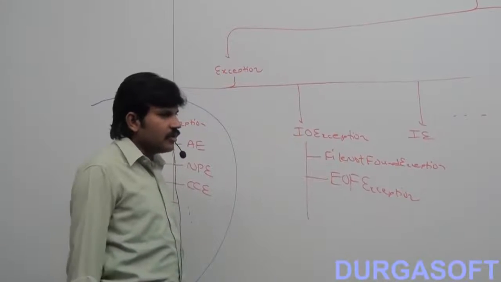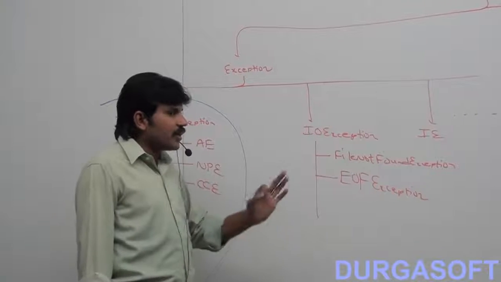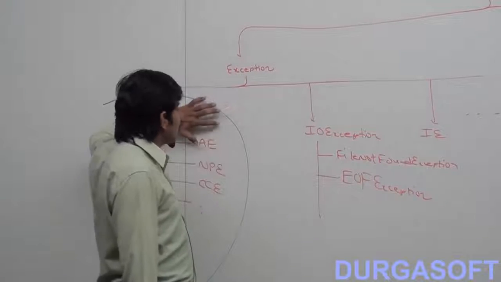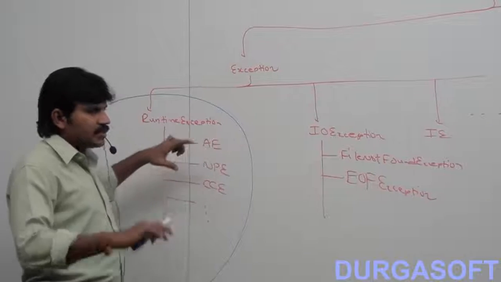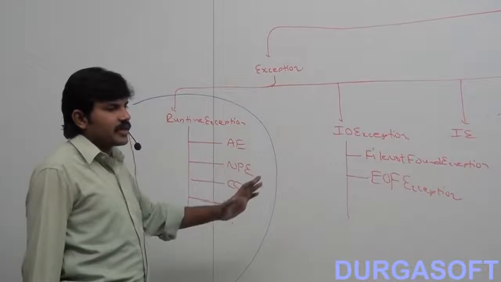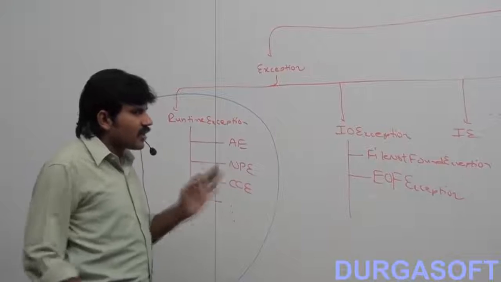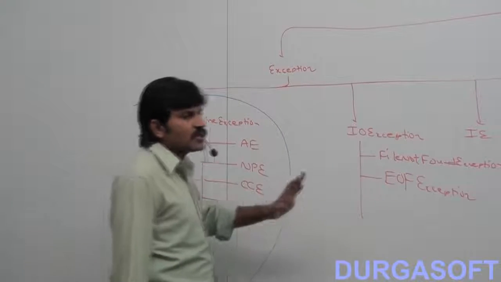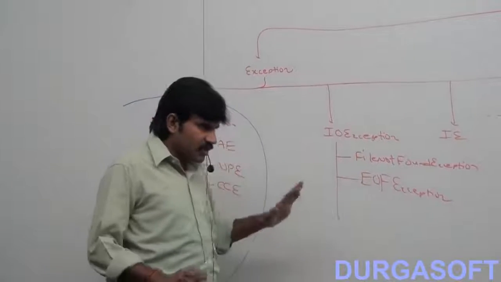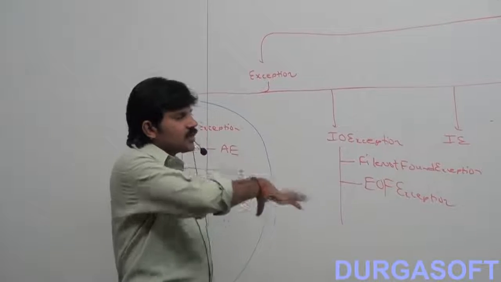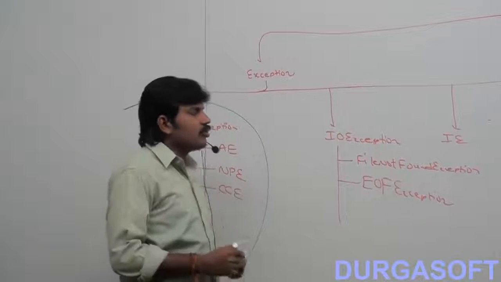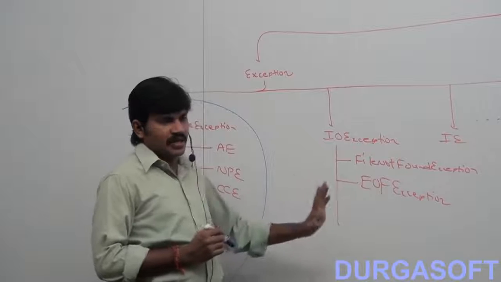Are you able to understand? So what is checked and what is unchecked? The exceptions, of course, which are checked, which are unchecked. Whether it is checked or unchecked, it is always going to occur at runtime. There is no chance of occurring at compile time, right? Is it clear for all of you? Okay. So these are various things you should be aware of about checked and unchecked exceptions, right?